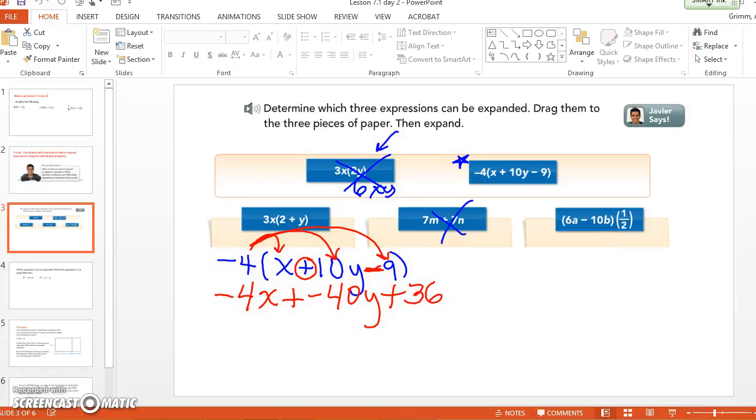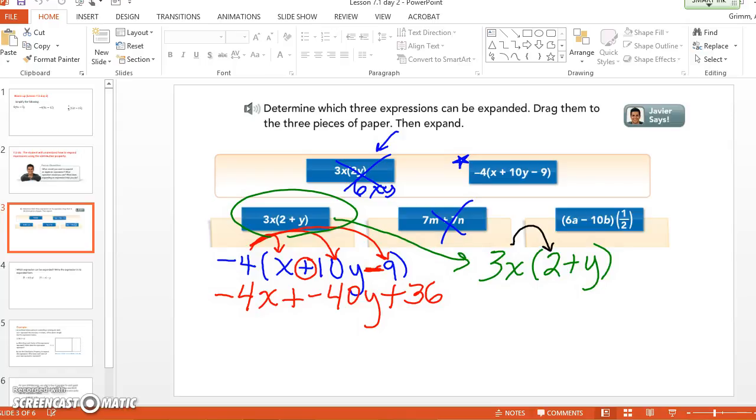All right, let's try the one I think is the next easiest, and that would be this one. So let's bring this one over here. So 3x, parentheses 2 plus y. I'm going to start off by taking 3x times 2. What would that be? 6x, very good. So 6x. I'm going to keep my plus sign, so plus 3x times y. 3xy. You got to keep the 3x and you tack on the y.